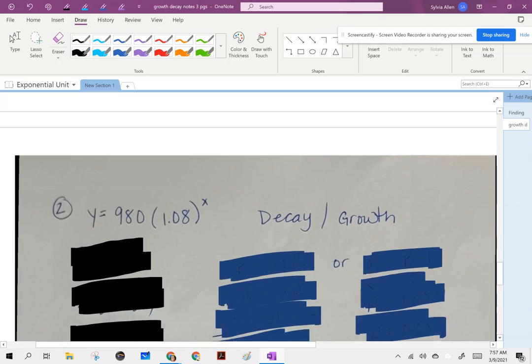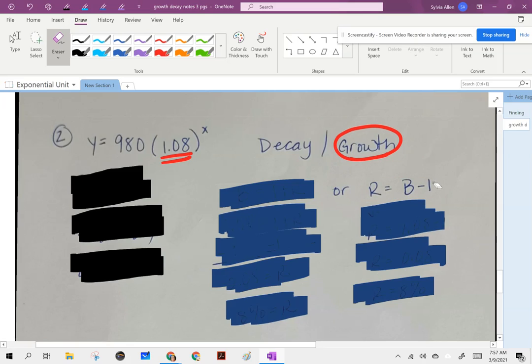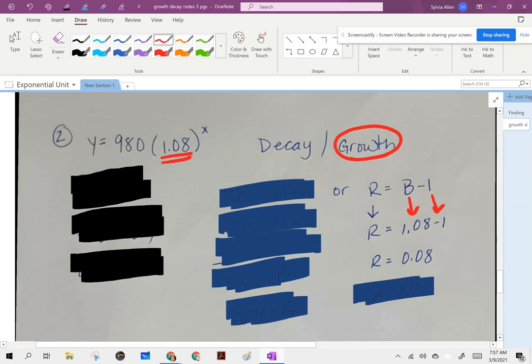All right, let's have you try 2. Okay, so in number 2, I look at the b value. It's a number bigger than 1, so it's going to be growth. If I wanted to use the r is equal to b minus 1, I've got my rate is equal to my b minus 1, which gives me, look at that, it's a positive 0.08. So that means it's going to be an increase, and my rate is going to be 8%.